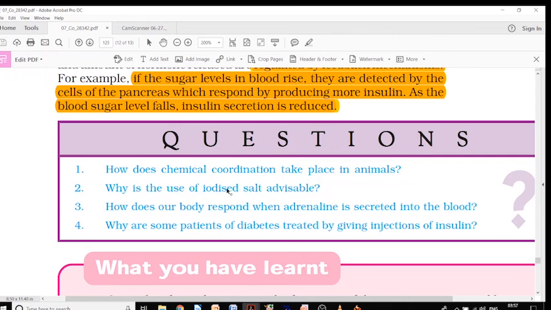Then, how does the body respond when adrenaline is secreted in the blood? I have already mentioned that. Your heart beats faster, respiration is faster, blood pressure is high, etc. And why are some patients of diabetes treated by giving injections of insulin? I have just discussed that.